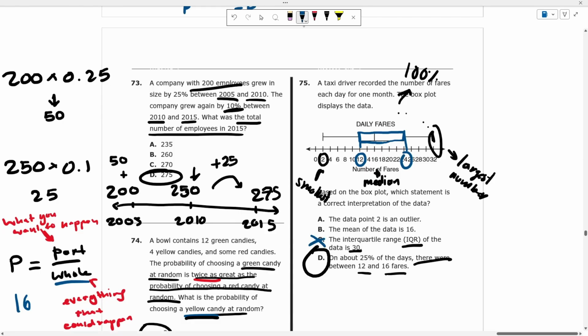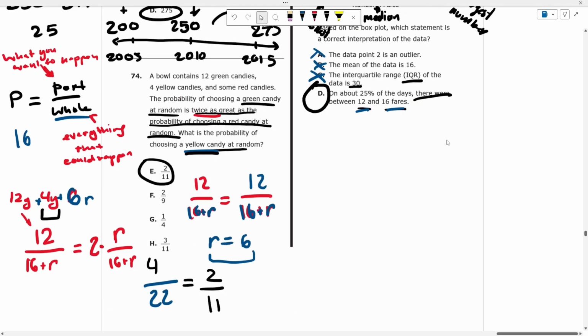The mean of the data, you cannot find out the mean from a box plot. The median of the data is 16. And you can't say that 2 is an outlier. So the only safe assumption you can make here is to just follow the ranges. The distance between each line is going to be 25%. This one says that 25% of the data is going to be between 2 and 16, which is the distance between this box and this line and this line. So that's the only true thing here.